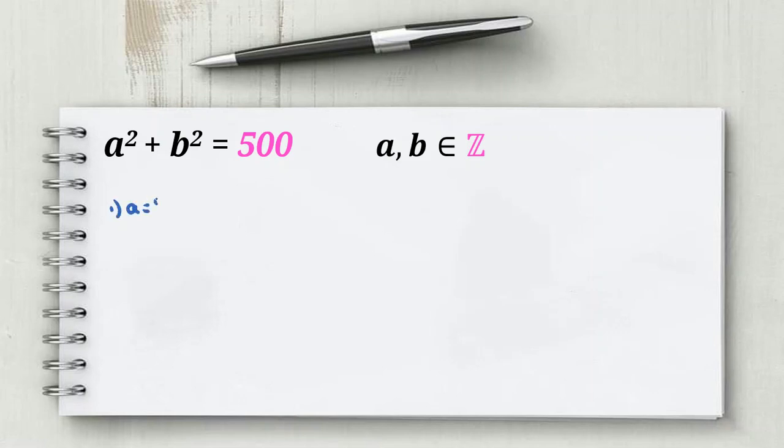If a is even, a is 2q. So a squared is 4q squared. We can write it as 4k, where k is an integer. Now, if a is odd, a is 2q plus 1.